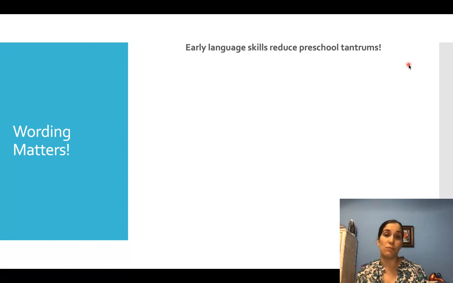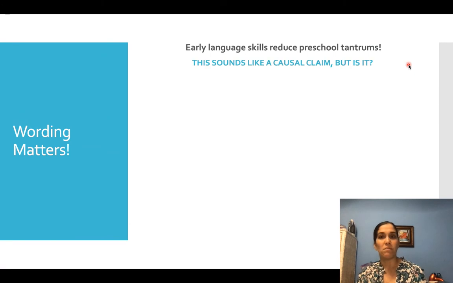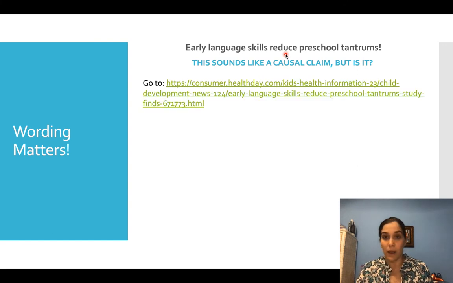For example, you might see this claim of early language skills reduce preschool tantrums. Now, this sounds like a causal claim, right? The word reduce is pretty definitive. Early language skills reduce, they cause a reduction in preschool tantrums. And so you might be like, okay, well, if early language skills reduces preschool tantrums, then I should teach my child to speak very early, and then they will have fewer tantrums, right? Very causal. And this is an actual headline.